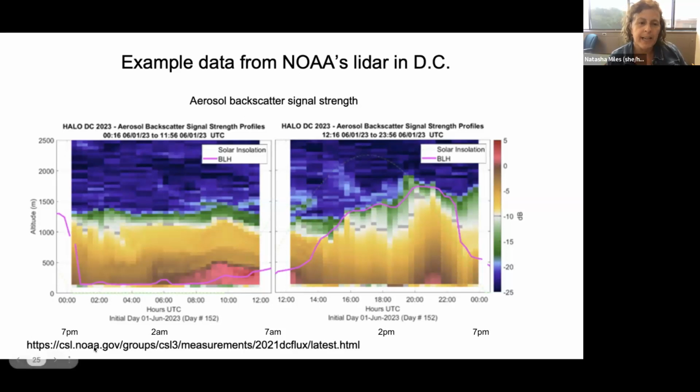The first evening, you can see the boundary layer depth is really low, and then it's low throughout the night. And then as soon as you hit morning around 7 a.m., it starts increasing, and then it's highest in the afternoon before it collapses again in the evening hours.